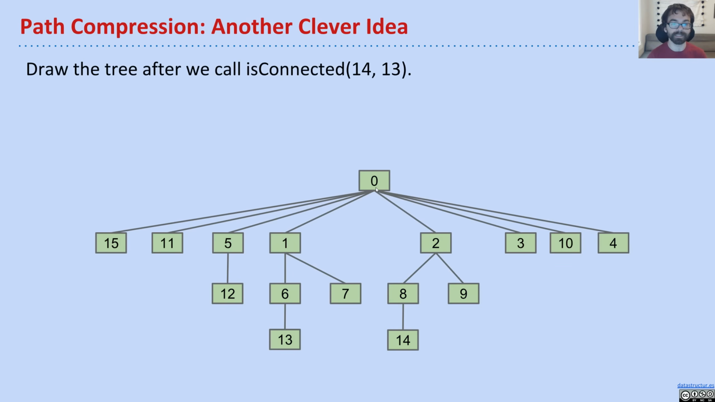To see if this really makes sense to you, let's imagine we call isConnected for 14 and 3. What will the overall tree look like? Try drawing it.